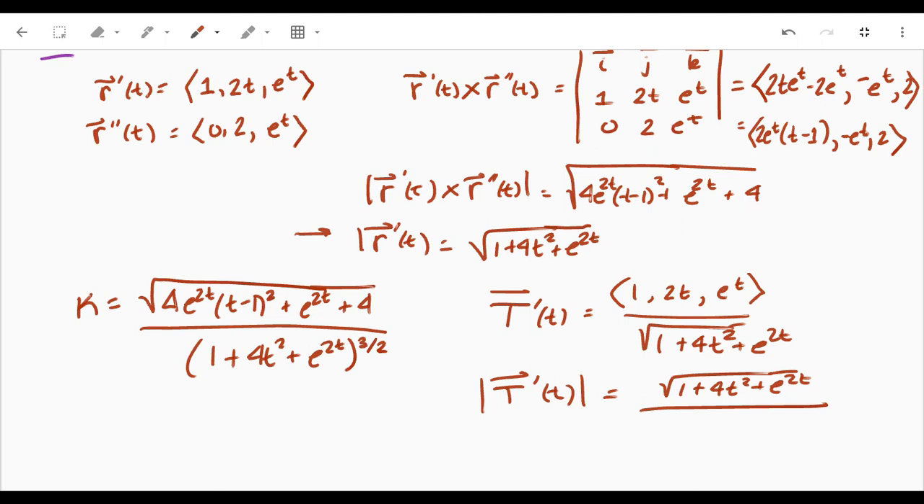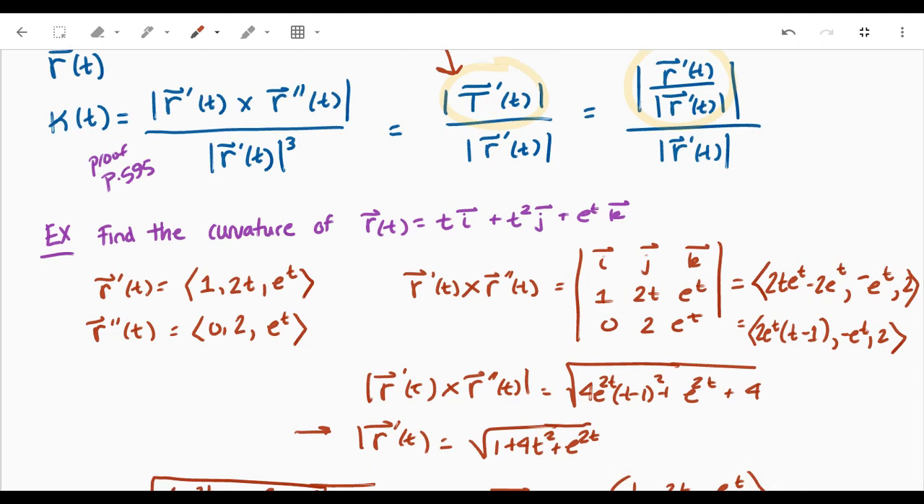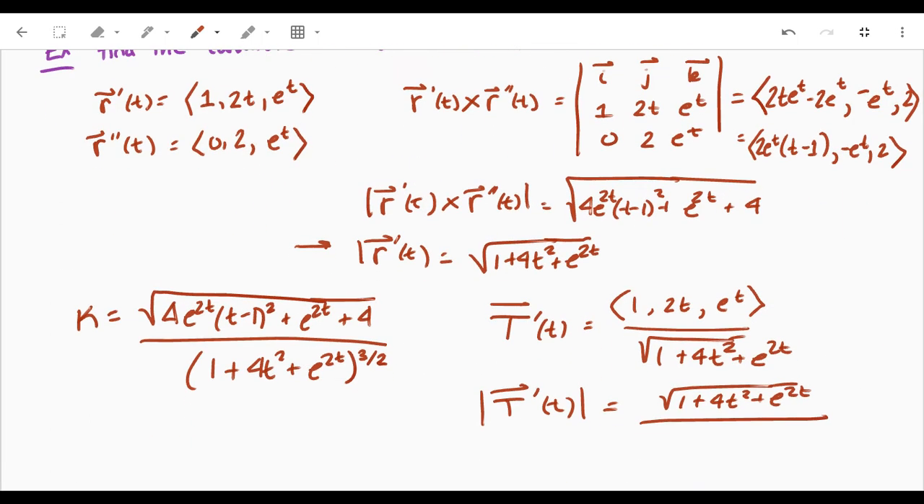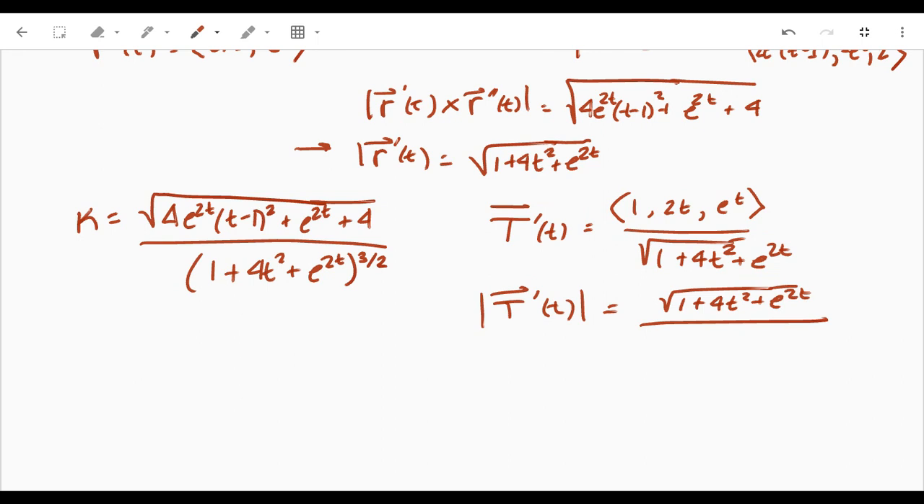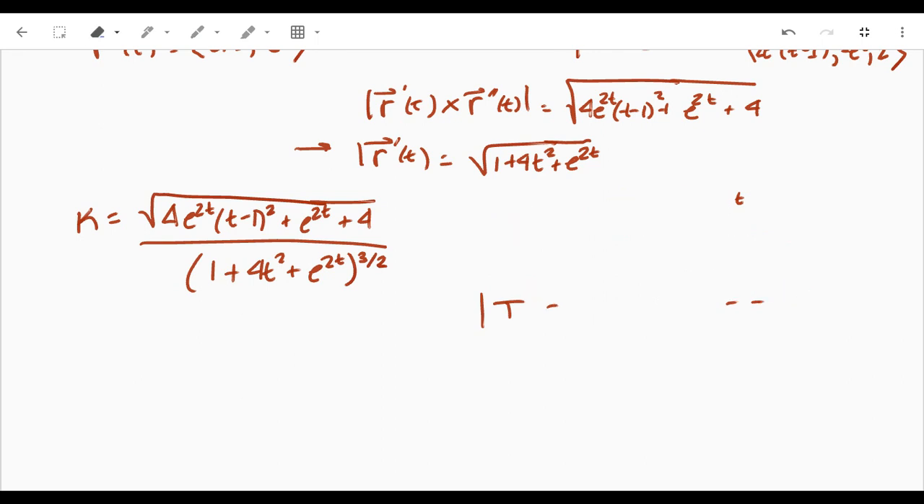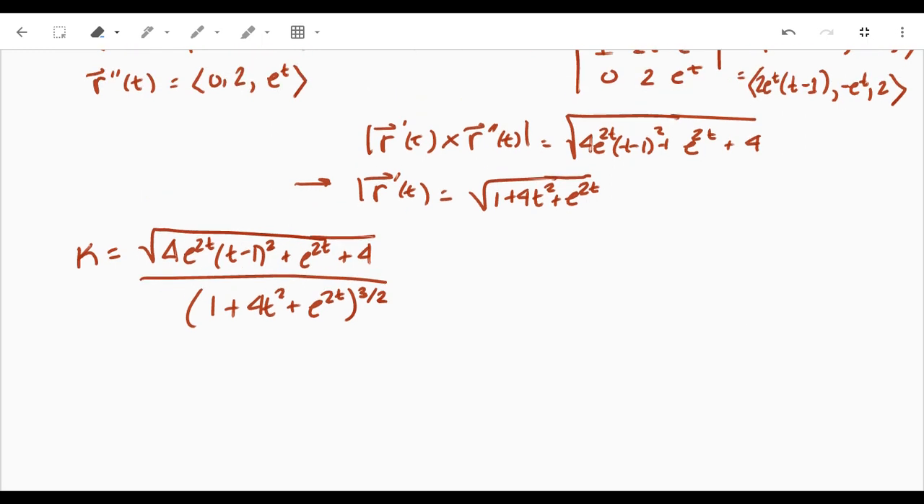Oh, I see what I did wrong. No, I want r prime of t over that. Oh, I'd have to square everything. Yeah, it's going to get messy. So, you know, you don't want to do it, right? Okay. But this formula leads us to another curvature formula. Because I know you probably were like, give me another one. This has not been enough formulas for curvature yet, right?